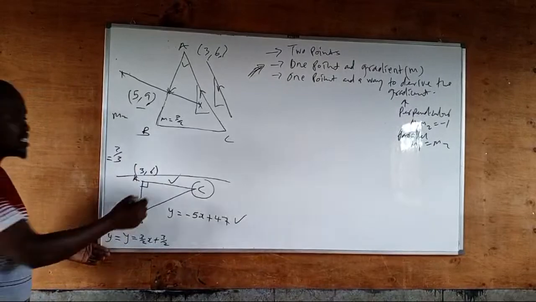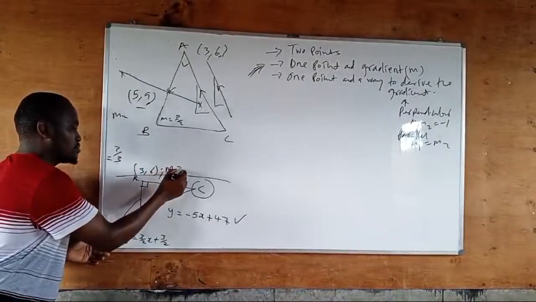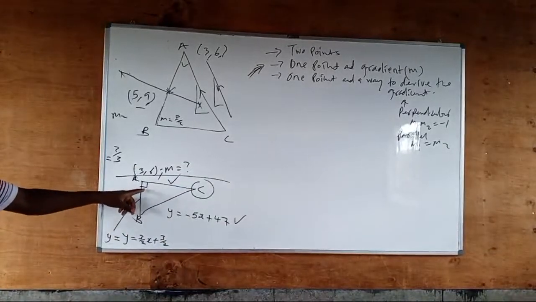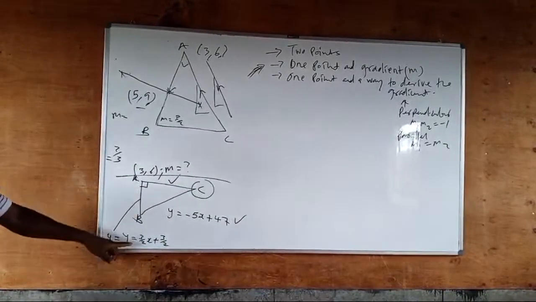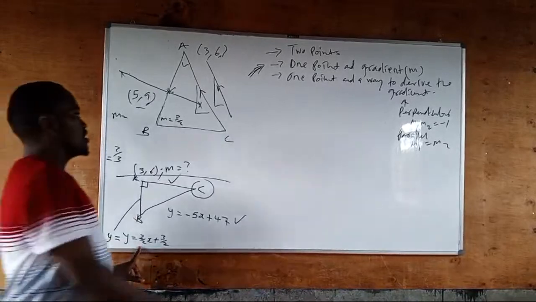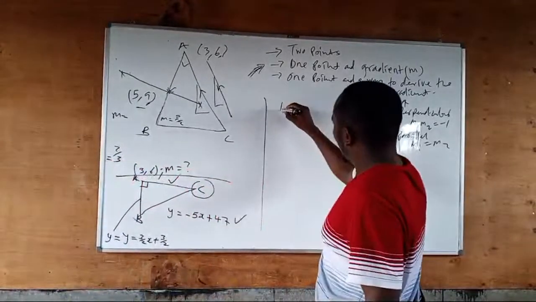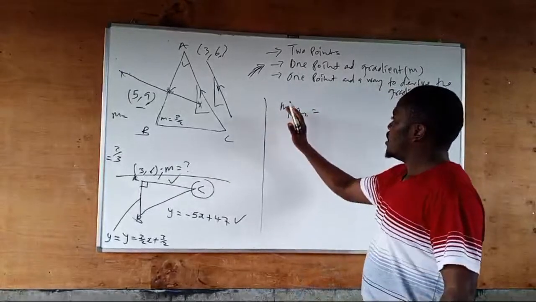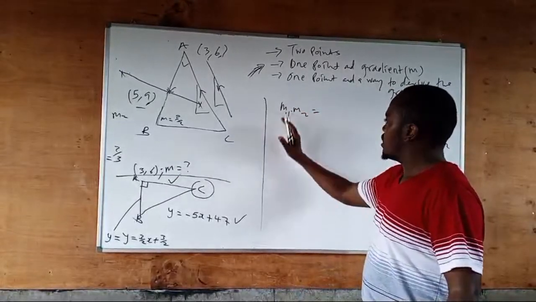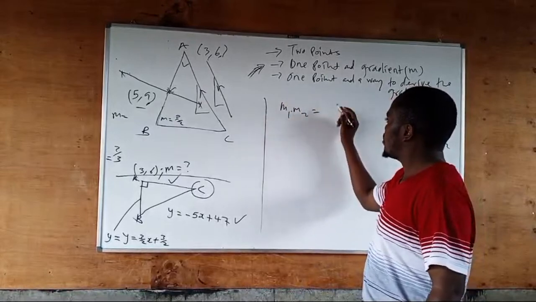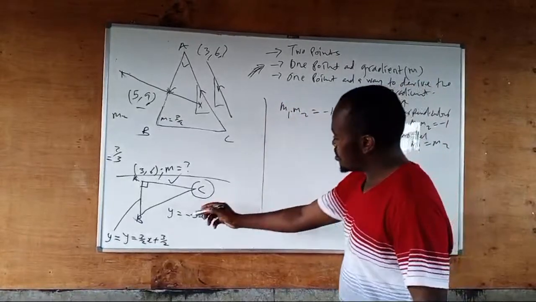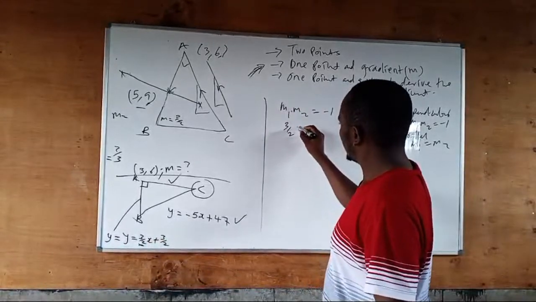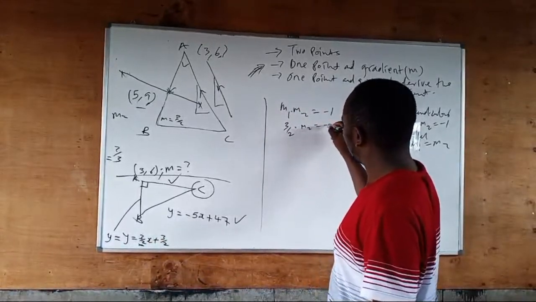Now we get to the same thing. What is m? M we don't know. We can derive from this because remember it's perpendicular to this. So you can derive from this. So m1, m2, is perpendicular. So the product, gradient 1 times gradient 2 will give us -1. So this gradient I can do 3 over 2, m2 equals to -1.